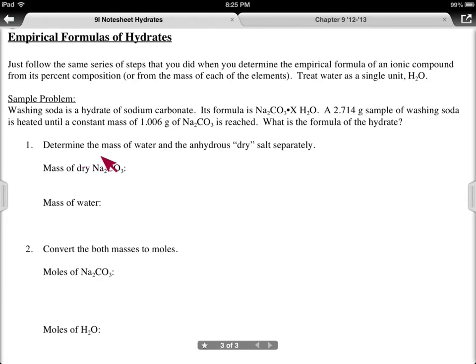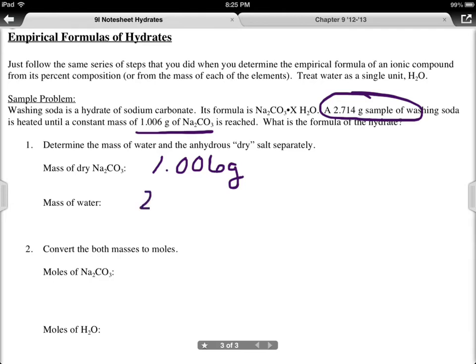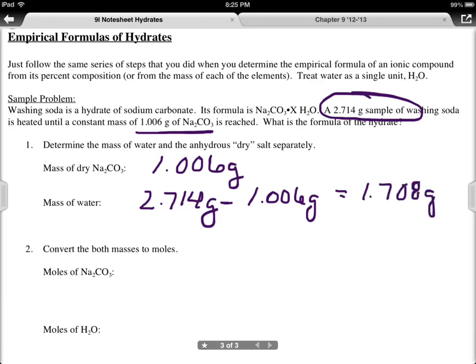So the first thing we do is determine the mass of the water and the dry salt separately. To get the mass of the dry Na2CO3, we just write down what we're given in the problem, 1.006 grams. That's from here. To get the mass of the water, we're just going to take the difference between the hydrate and the actual dry salt. So I'm going to take 2.714 grams, I'm going to subtract 1.006 grams, and that gives me a mass of 1.708 grams, and that is of my water.